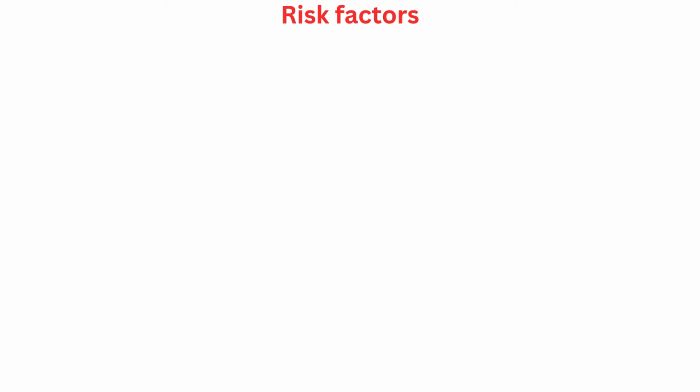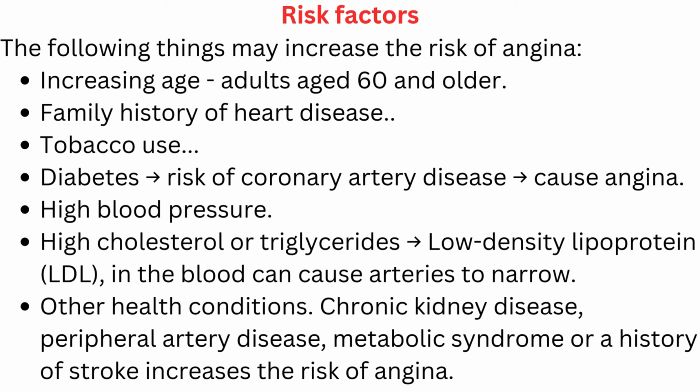Who is at risk of angina pectoris? Anything that causes the heart muscle to need more blood or oxygen can result in angina, especially if you already have a blockage or narrowing. Risk factors include increased age. Angina is most common in adults aged 60 and older. It can be because of family history of heart diseases.